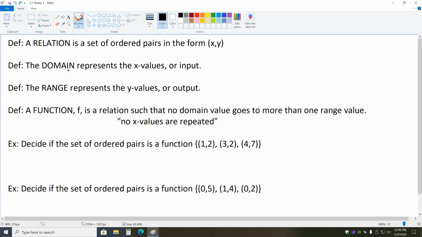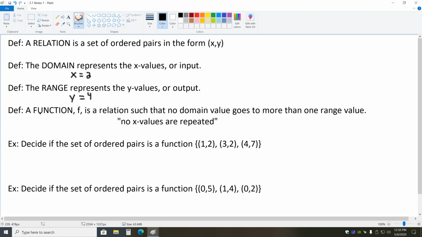So the domain is what you put in. What you say, I want to know what happens when I plug in the value x equals 2. And the range represents what happens when you plug in x equals 2. You get something like y equals 4. So the domain is all of your x values, the range is all of your y values.